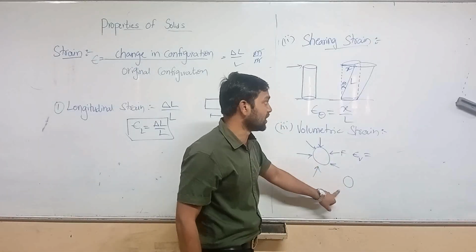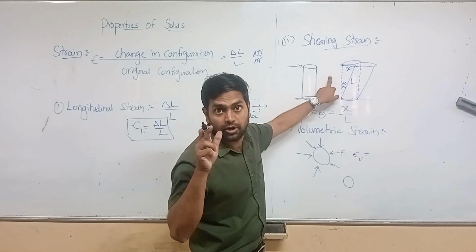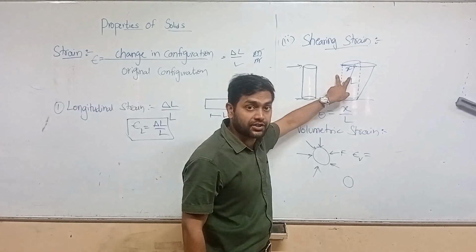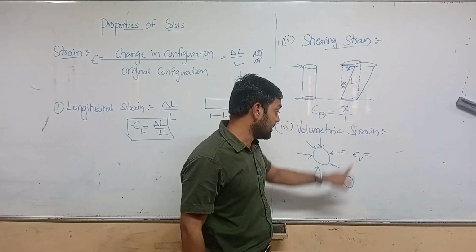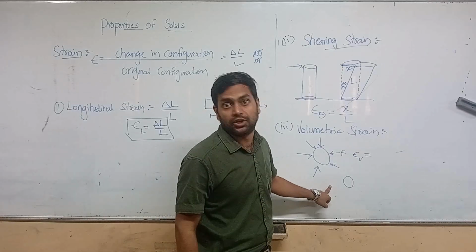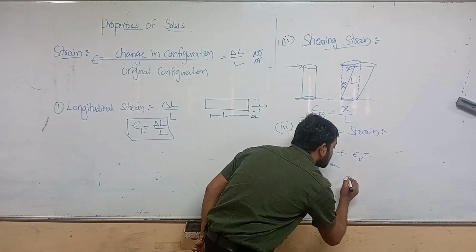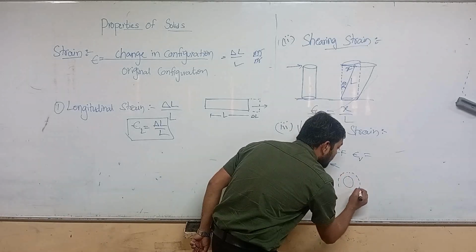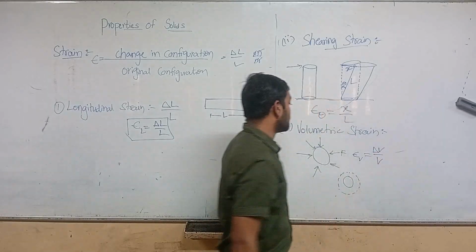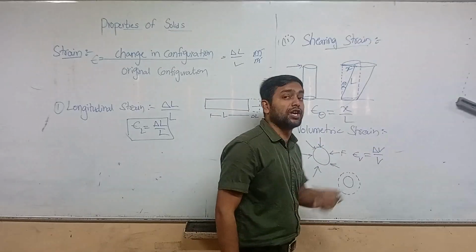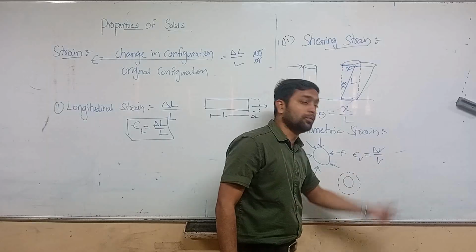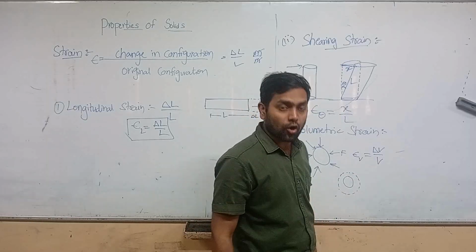Here the volume is getting changed, but there the volume is not changing. Are you getting my point? In the earlier case the configuration is changing but the volume is not changing. But here the configuration is changing, and the volume is also getting changed. Originally it was like this, so the change in the configuration is delta V by V. The volumetric strain is the change in volume to the original volume of an object.